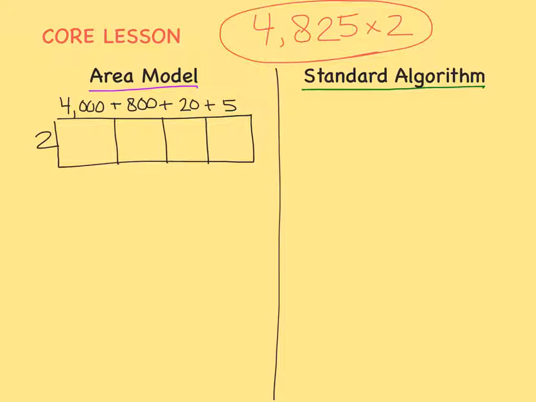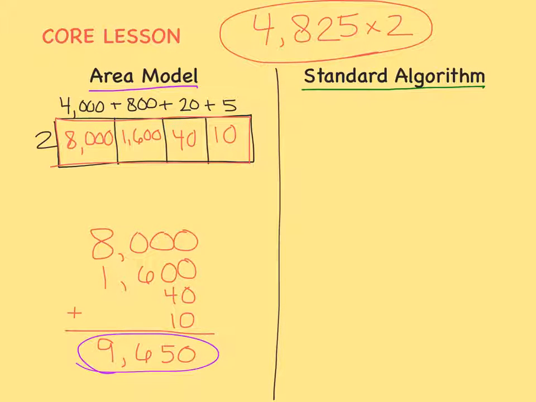I draw my box and write 4,825 in expanded form across the top. I'm multiplying it by 2, so I write a 2 on the side. Next, I multiply the number on the top times the number to the side to find the area of each box. 4,000 times 2 equals 8,000. 800 times 2 equals 1,600. 20 times 2 equals 40. And 5 times 2 equals 10. Since I want to know the area of the whole thing all together, I'm going to add all of that up. 4,825 times 2 equals 9,650.